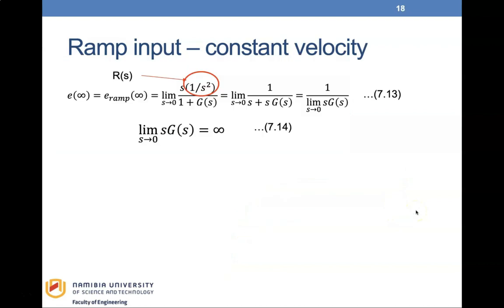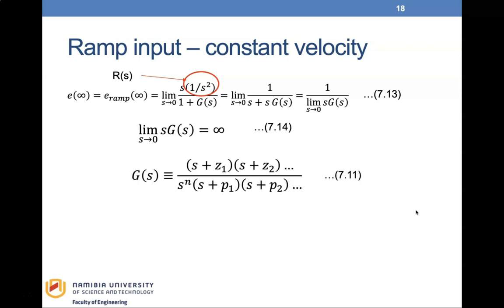We proceed in the same fashion for the other test signals. For the ramp input, we substitute R(s) equal to 1/s squared. Substituting this into equation 7.9 yields equation 7.13. To have a zero steady state error, the limit as s tends to 0 of sG(s) must be equal to infinity, and to satisfy equation 7.11, n must be greater than or equal to 2. This means that there should be at least 2 integrators in the forward path. If there is one integrator, there will be a finite steady state error.